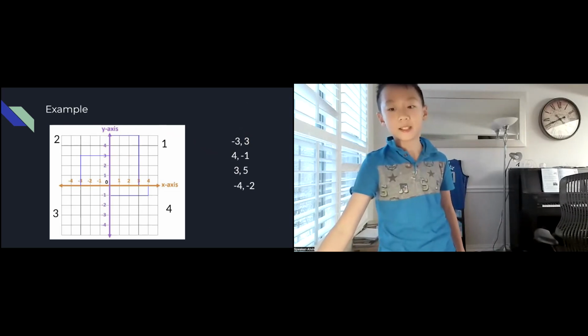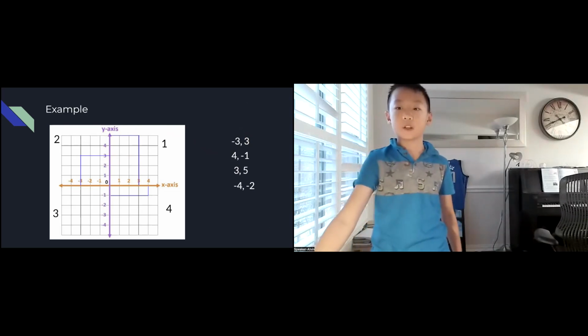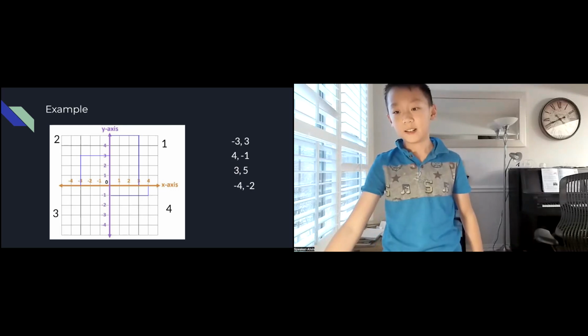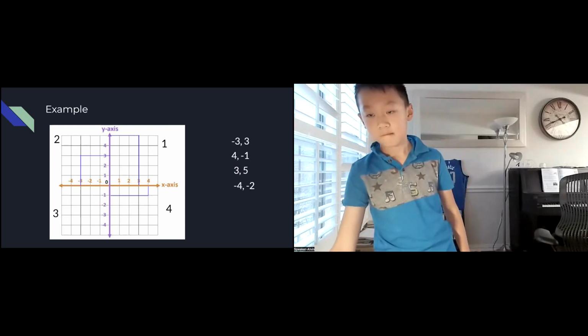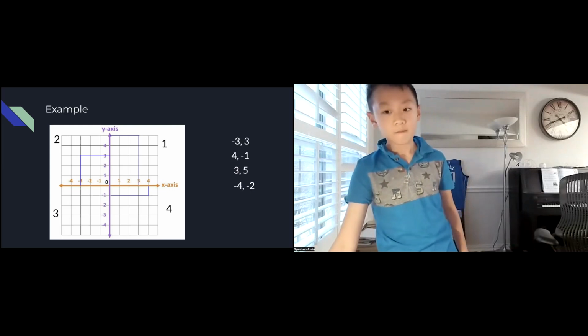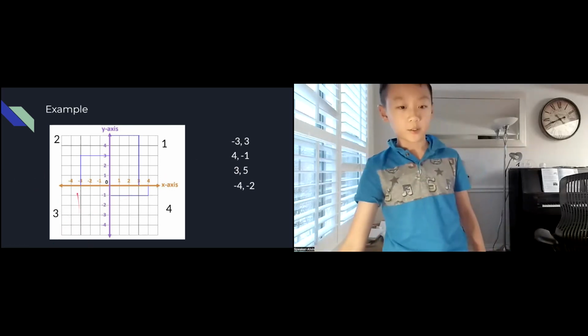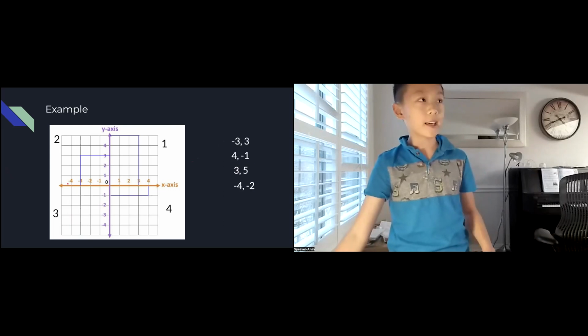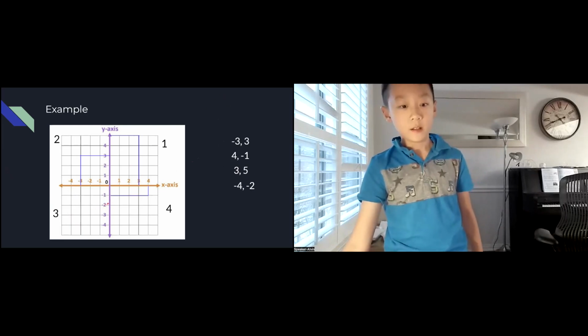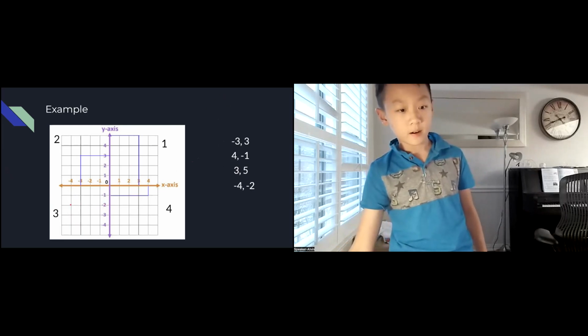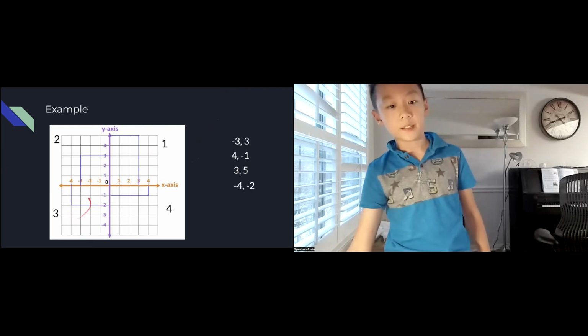Lastly, would someone like to tell me where negative 4 and negative 2 are? Abby. Quadrant 3. You're correct. Quadrant 3. Right here is negative 4, and right here is negative 2. They meet right here, which is where they intersect.